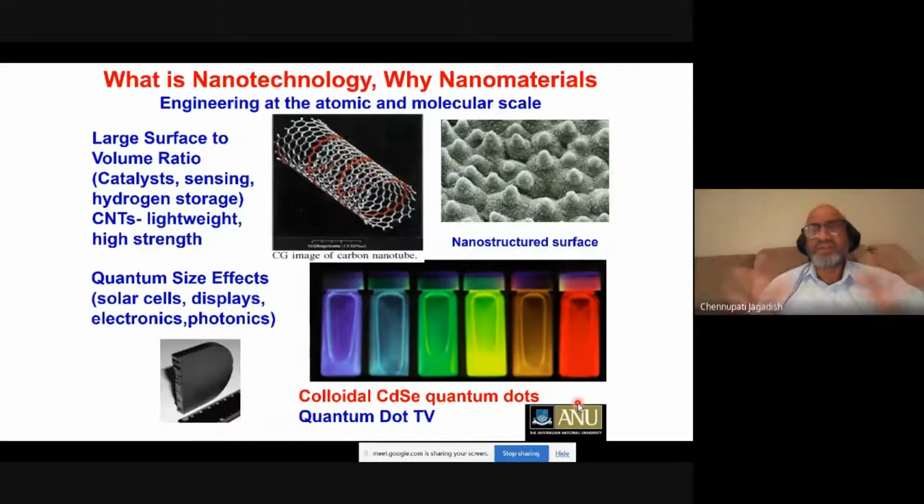So nanotechnology, when we talk about it, nanostructures, and what is so special about nanostructures? It turns out when you go to the nanoscale, and so really, nanotechnology itself is engineering at the atomic and molecular scale. When you go to the nanoscale, the surface area becomes quite significant with respect to the volume of the material. So that means these surface properties can be exploited for catalysis and sensing and hydrogen storage using carbon nanotubes and lightweight and high-strength materials.